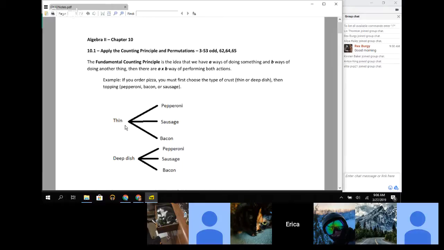Well, you have the choice of thin or deep dish, right? So there's two choices there. And then once you choose thin or deep dish, you have the choice of 3 different toppings for your pizza. So you could have a thin crust pepperoni, thin crust sausage, thin crust bacon, deep dish pepperoni, deep dish sausage, deep dish bacon, if I said all that right. So those are your choices. Just the fact that you have 2 types of crust and 3 toppings means you have 2 times 3 combinations. So you have 6 different pizzas that you could come up with. That's a really simple example of that, but I think everybody can relate to that, right?